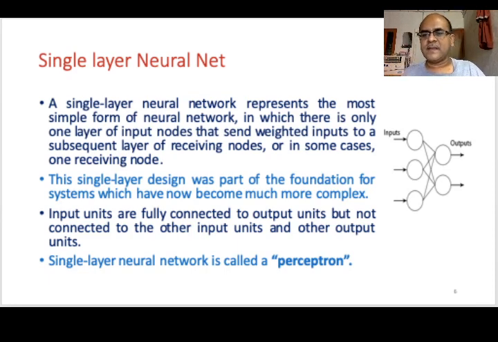The input units are all fully connected to the output units, but not connected to the other input units or other output units. This single layer neural network is what is termed a perceptron. The input units are not considered, since they do not perform any computation, so you consider only the output units. That is why this is termed a single layer neural network.